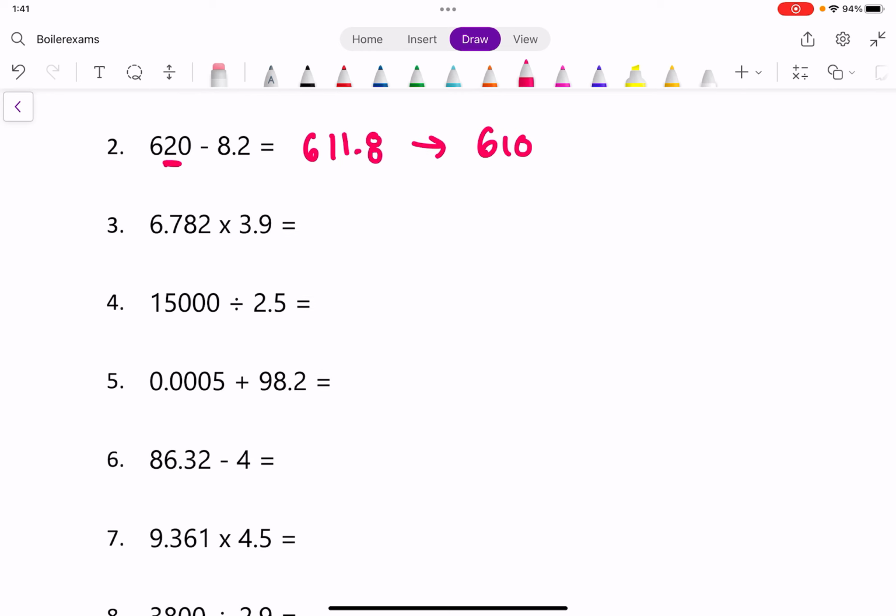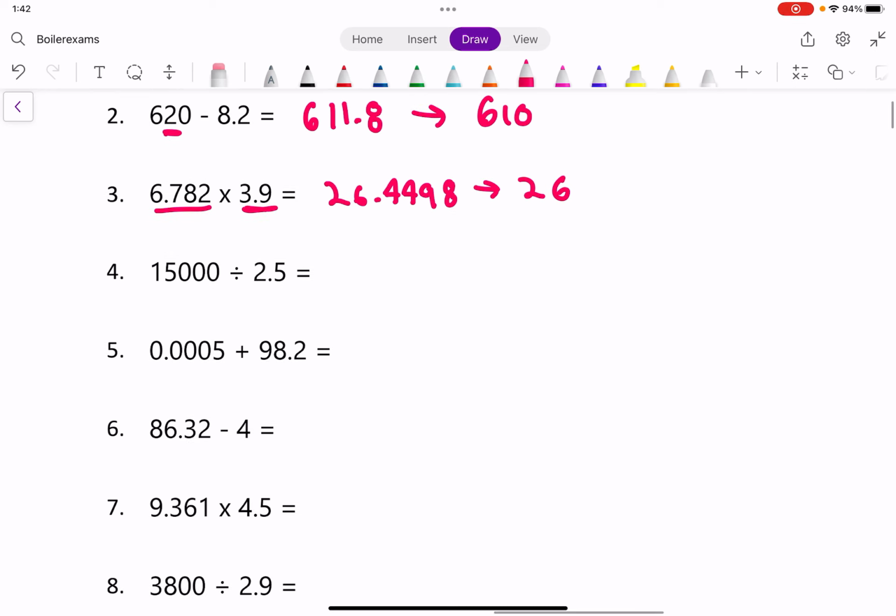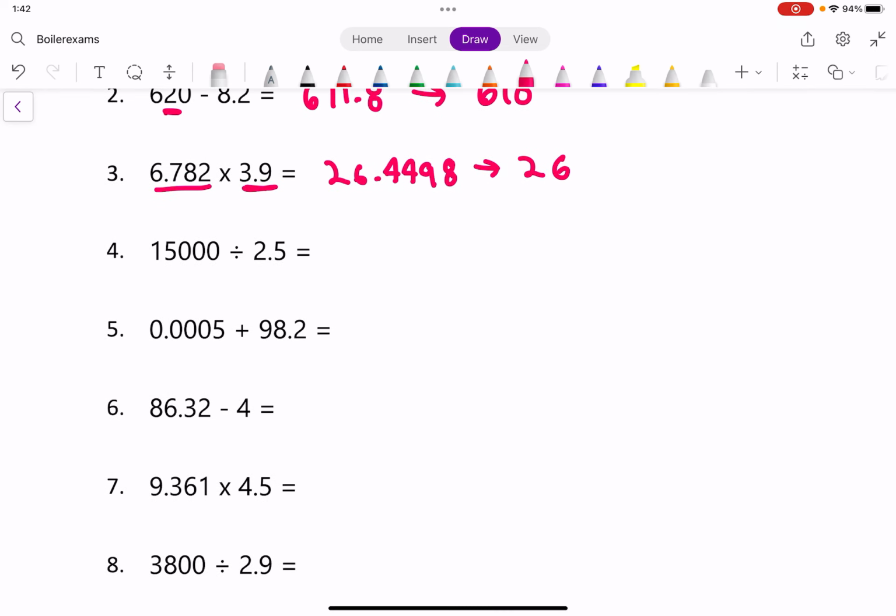6.782 times 3.9 gets us 26.4498. And we are going to round to two significant figures because this one is two sig figs, this one is 4. Round to the lowest number of them, so we're going to round to 2. That gets us 26. 15,000 divided by 2.5, that gets us 6,000. And when we round this, we're going to round to the lowest number of sig figs. This one is 2, this one also is 2. So just keep it as 6,000.